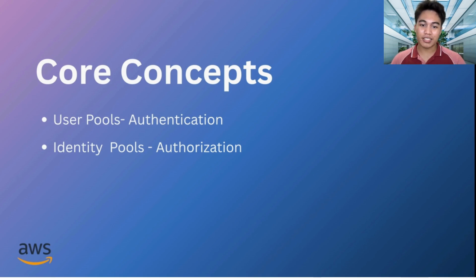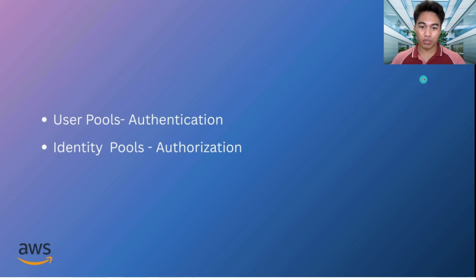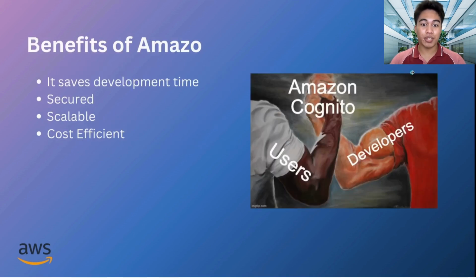Okay. Next are the benefits of using Amazon Cognito. First, it saves development time. With Amazon Cognito, developers don't need to build login systems from scratch. Next is secure by default. The security is managed by AWS with built-in protection and compliance. And next is scalable. Even if you just have 10 users or 10 million users, Cognito can handle it for you.